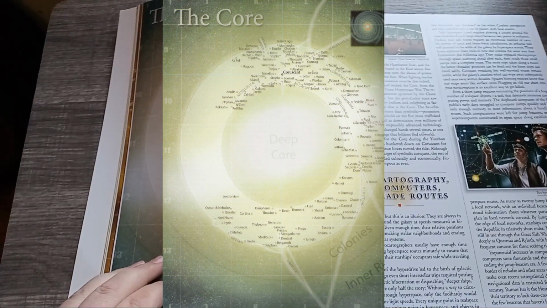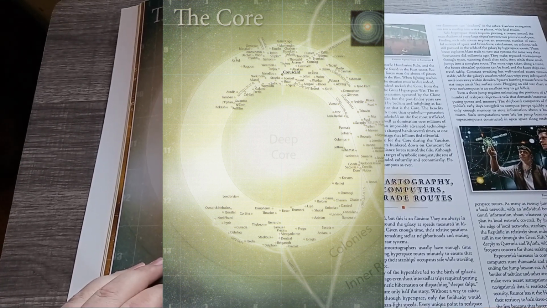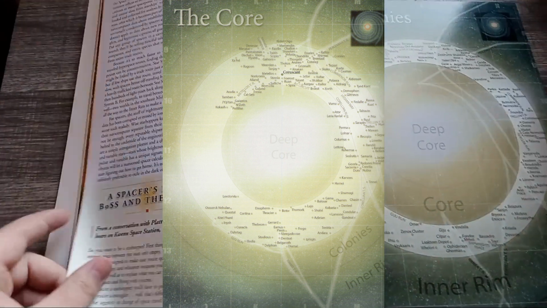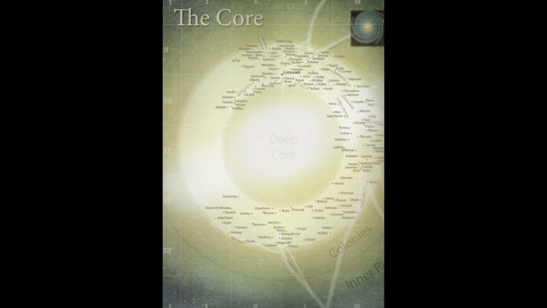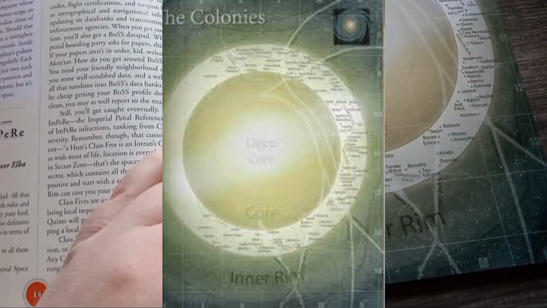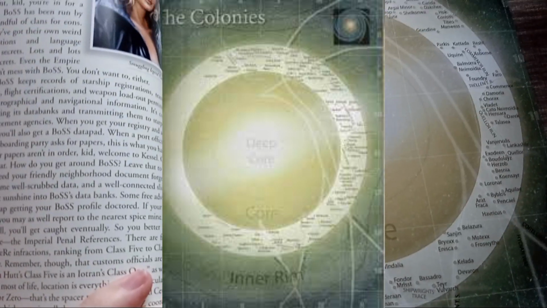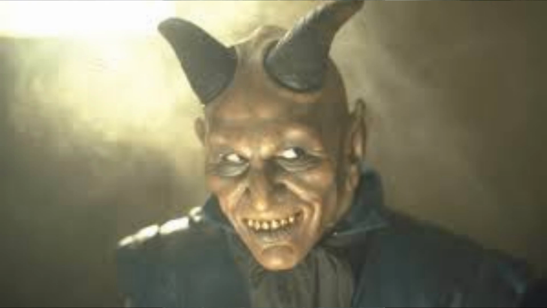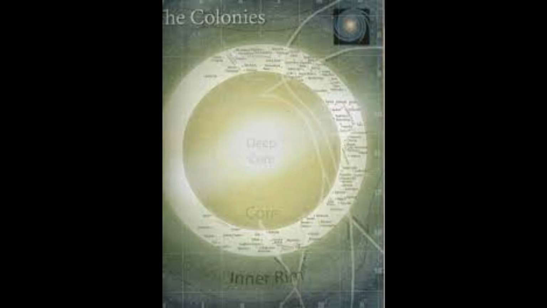And if you look at this page, the core map, you can see the deep core. And then you can find Coruscant. And there's a bunch of other planets. Alderaan is in the core. And then the next region is the colonies. And there's Deveron, where the Deveronians are. Really, really famous planets in the colonies region.